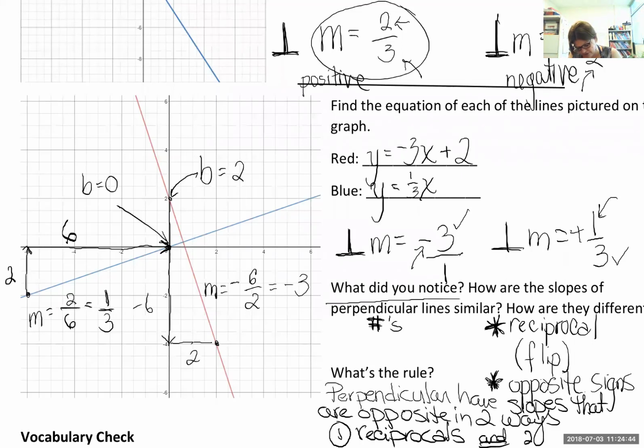Second rule, they have opposite signs. So if one's positive, the other will be negative. If the first one's negative, the second one will be positive. So two things we got to check to determine if two lines are perpendicular. Okay, so let's go ahead and apply this concept.